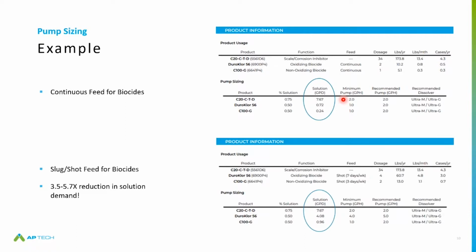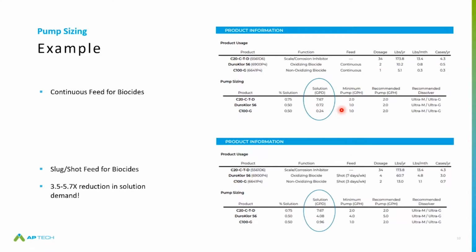In this example we're specifying 7.6 gallons per day. If there's an 8 gallon per day pump out there, you wouldn't want that, because that chemical pump won't turn off, and it's just going to keep pumping and pumping and pumping. That goes back to that duty cycle. You want to get that chemistry in there fast, and you don't want to be running that chemical pump all the time. So that's why we're specifying here a 2 gallon per hour pump. Same goes with all the biocides.